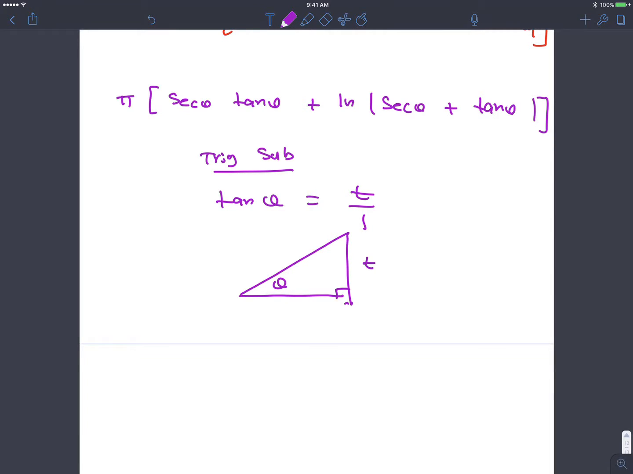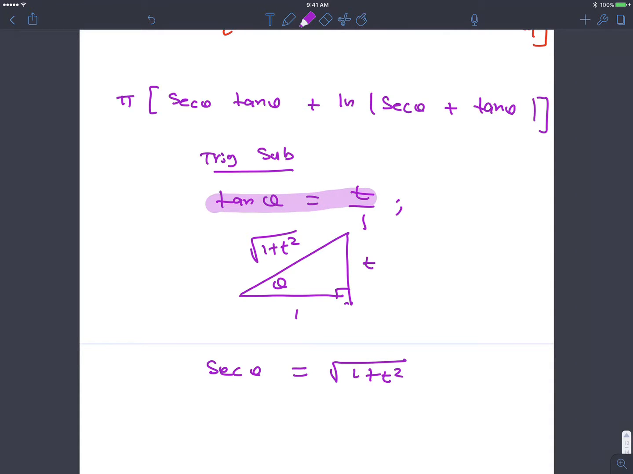Theta, opposite over adjacent. And this is going to be 1 plus what? t squared. So in other words, what's secant theta going to be? Anybody know what secant theta should be if this is the case? Square root of 1 plus what? t squared. Is that true? So we're going to use this.